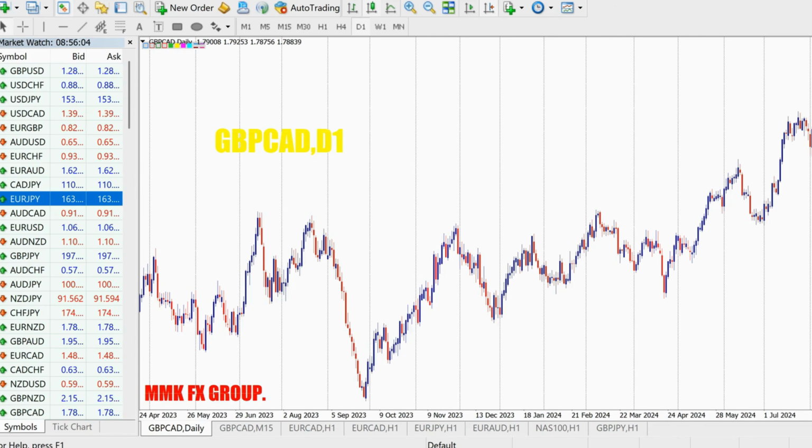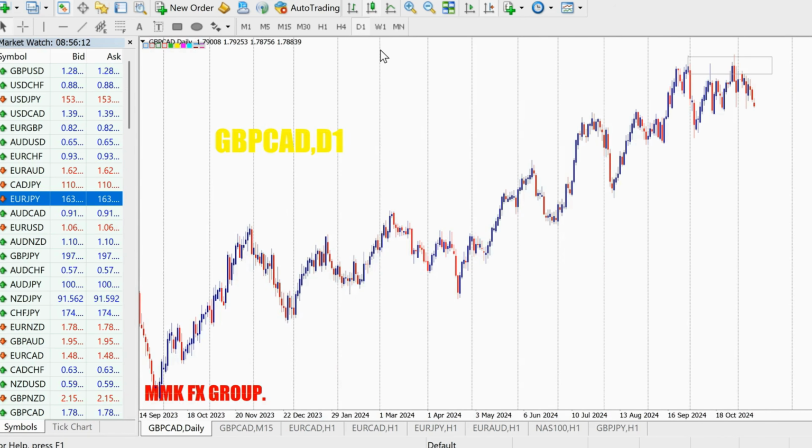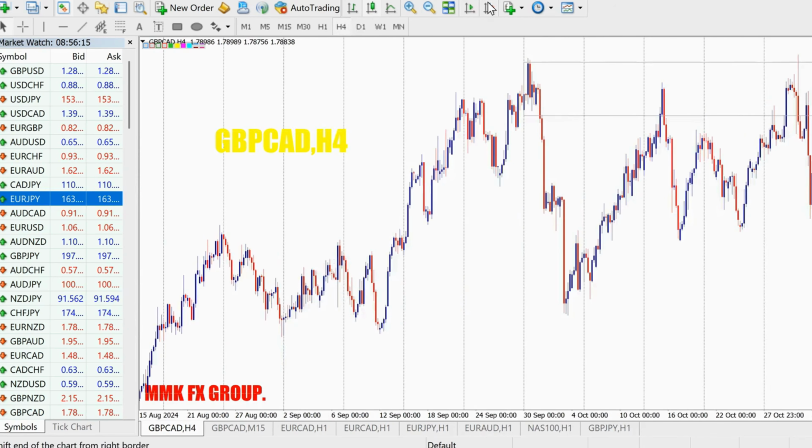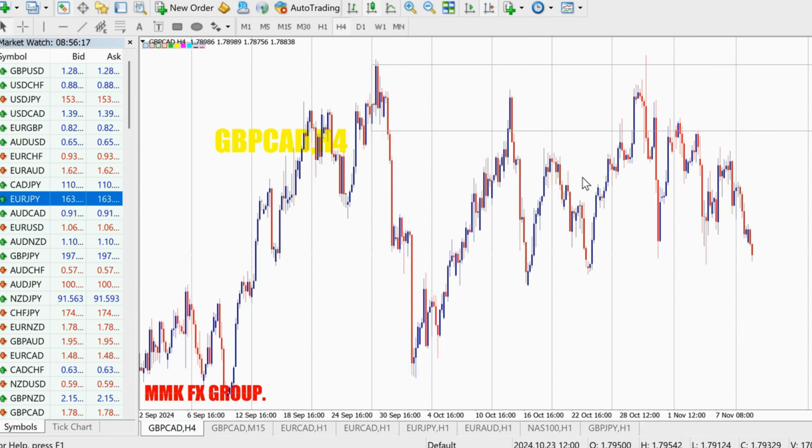So we'd love to see price come back to this area, and then we can look to sell. All right, so as you can see, just by looking at the daily, that's what we had, right? So from the H4, this is what we had. Remember how the market had been moving already.